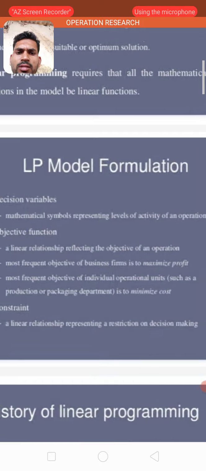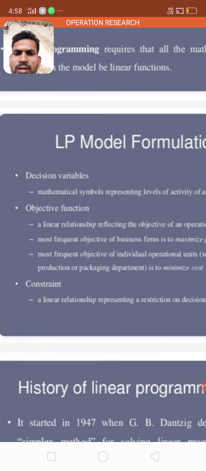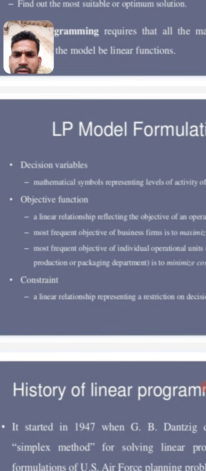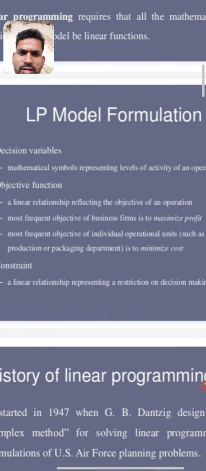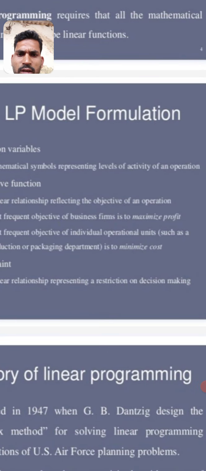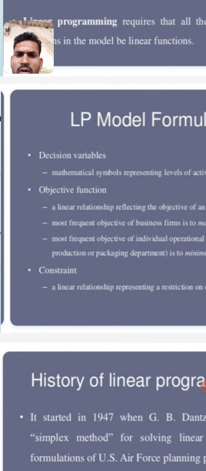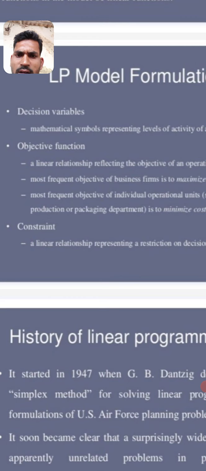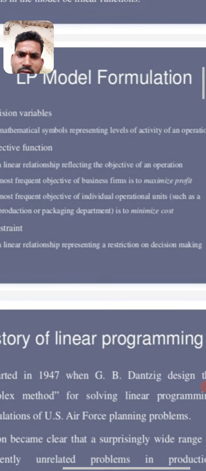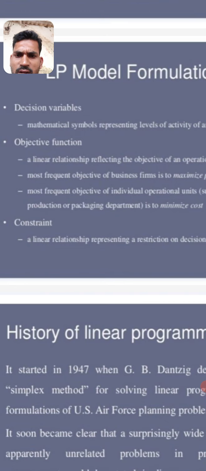LP model formulation: decision variables. Mathematical symbols represent the level of activity of an operation. Objective function: a linear relationship reflecting the objective of an operation.